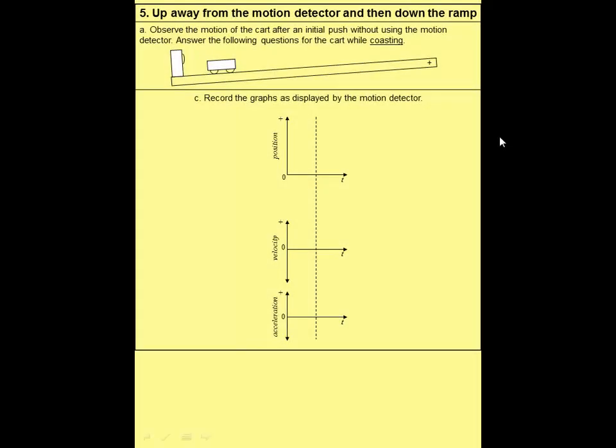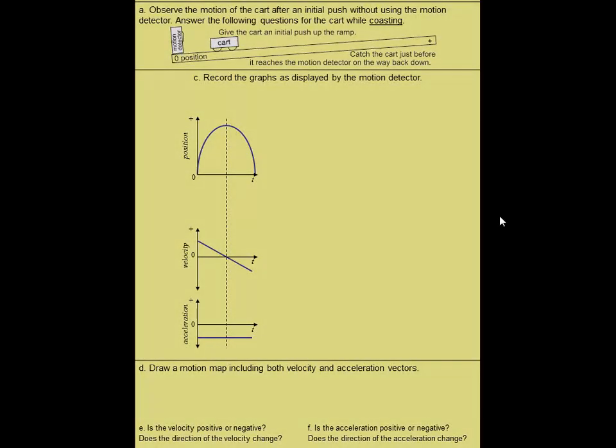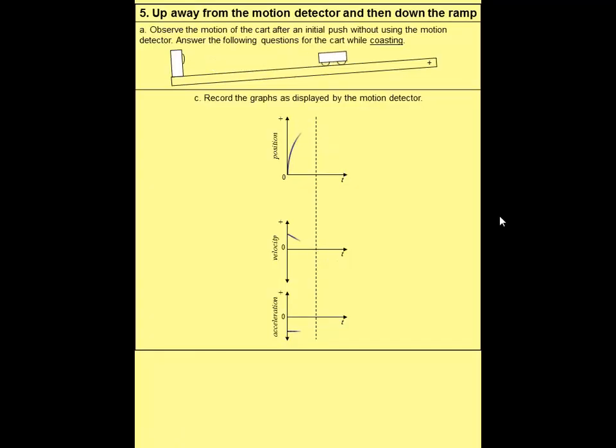Okay, so what do the graphs look like? There they are. And let's look at them again. You're going away from the motion detector, a positive direction, then coming back towards the motion detector. You are slowing down on the way up and speeding up on the way down. You'll notice the little dotted line here is important. The little dotted line represents the highest position. Let's watch it one more time. At the highest position, your velocity is 0. Notice your acceleration is still negative the whole time. So let's answer the questions and see what we can analyze about this motion.